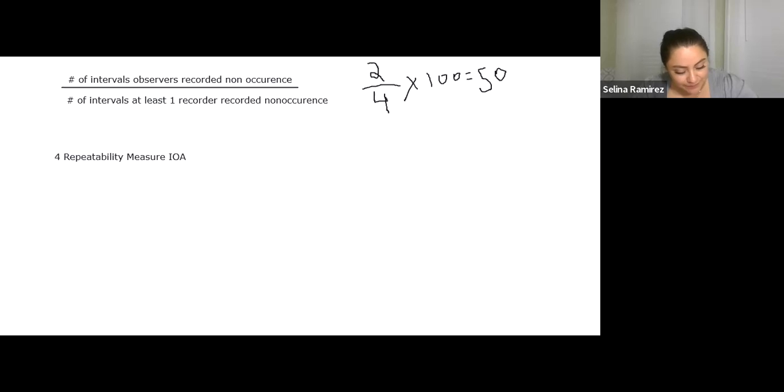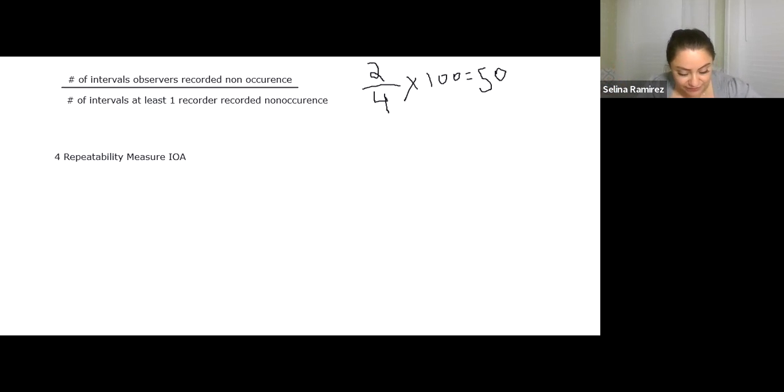And total count. The simplest and crudest indicator of IOA for event recording data compares the total count recorded by each observer per measurement period. So event recording, total count, those are going to be the ones that you use for frequency and stuff like that, where you're just tallying using the clicker. So that's when you would use a total count IOA.